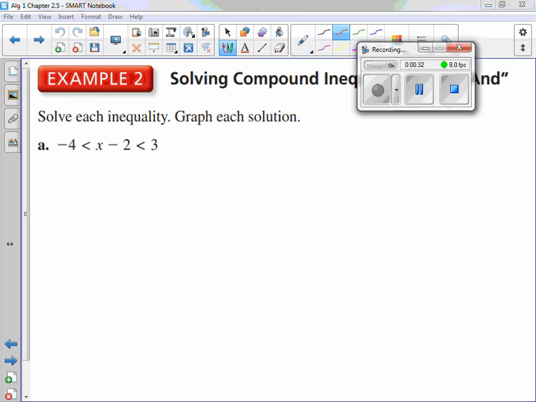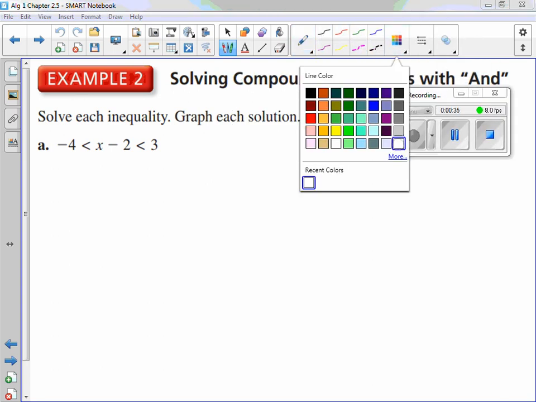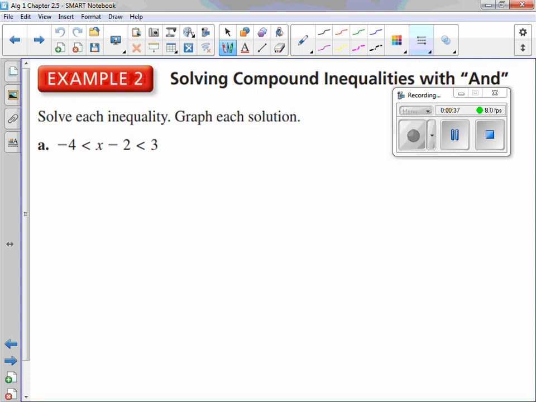What I'm going to do for this first is move this out of the way. The color I want. Bigger.